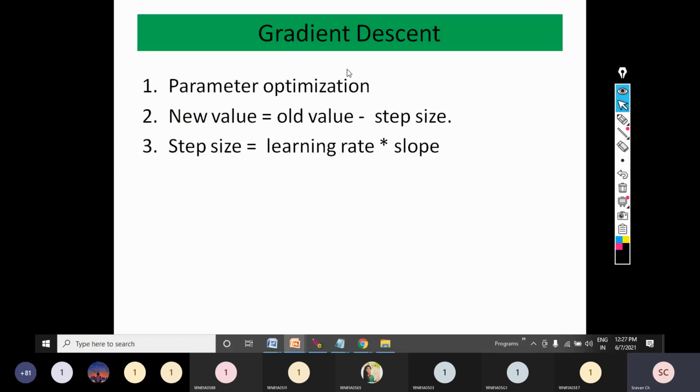Gradient descent is a technique wherein we perform something called parameter optimization. The formula is: new value is equal to old value minus step size. But what do we mean by new value and old value? That we will see. So what does gradient descent mean? Gradient descent is a technique wherein we try to make some changes in our parameters so that they can converge effectively, right? So why are we going for gradient descent?